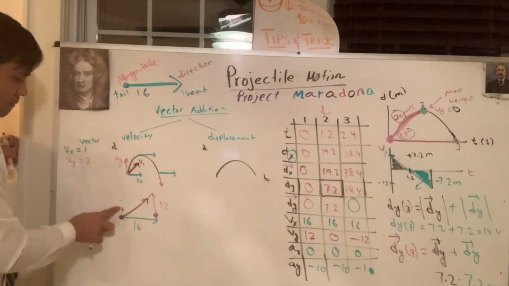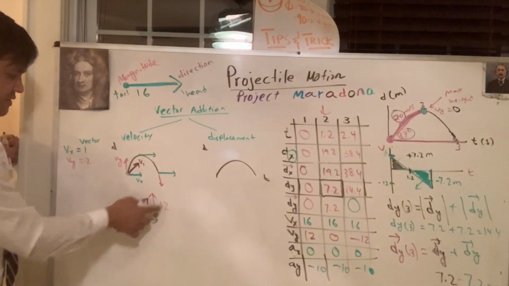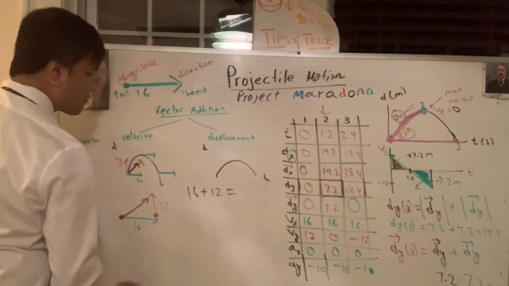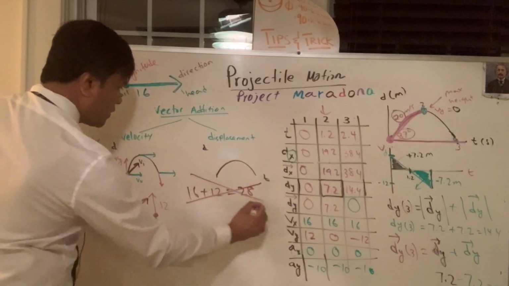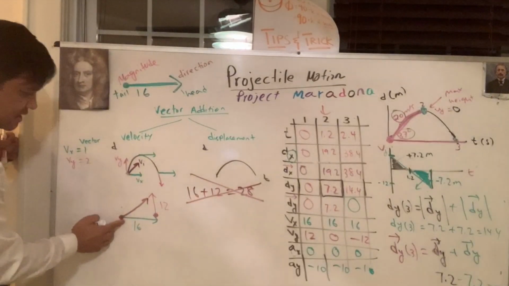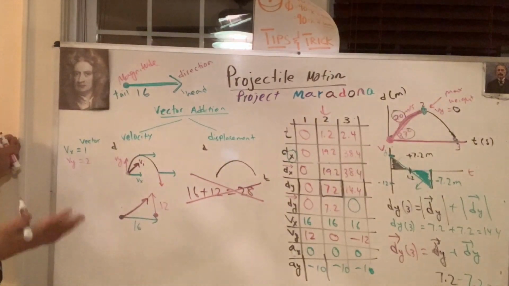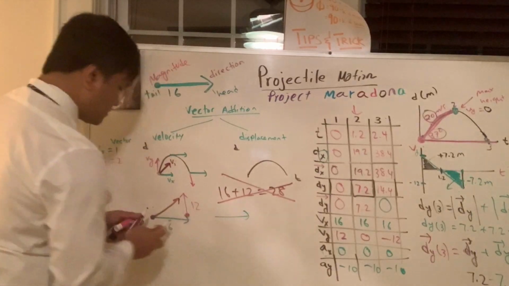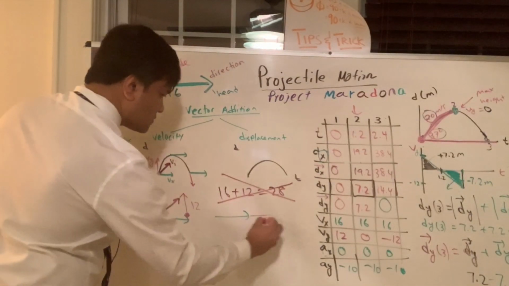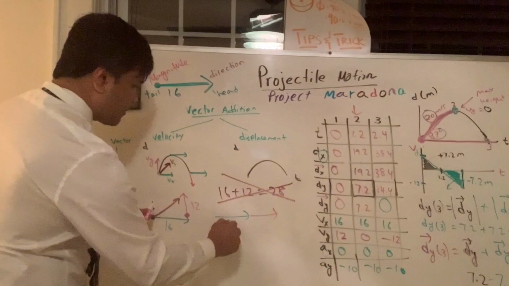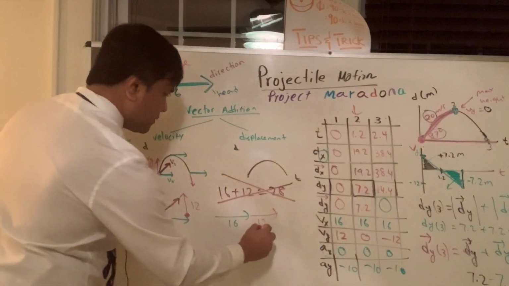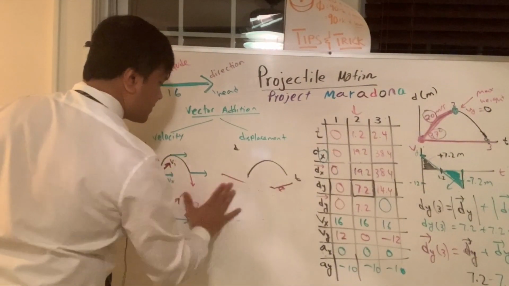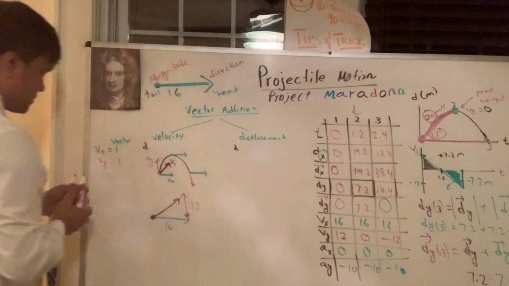Okay. Now, how can I add these two vectors? 16 plus 12? No. Why not? Because this green vector and this red vector are not in the same direction. If you put them in the same direction, then 16 plus 12 is in fact 28, but they are not in the same direction, so you cannot do it this way. So you have to use the Pythagorean theorem.